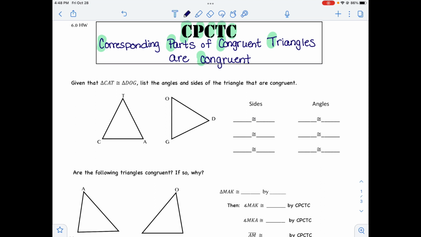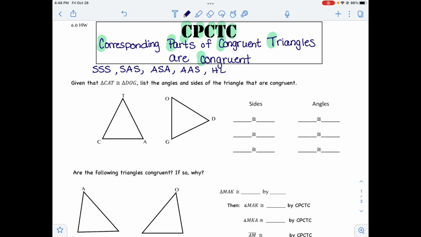So let's remember, we can prove triangles congruent in a couple different ways. A little note of different ways we can look. We know that we can do side, side, side. We can do side, angle, side. We can do angle, side, angle. We can do angle, angle, side, or hypotenuse leg. Okay, which we know has to do with right triangles.